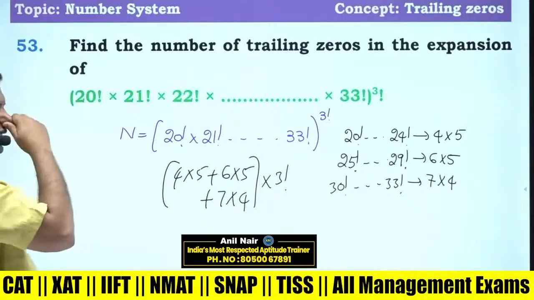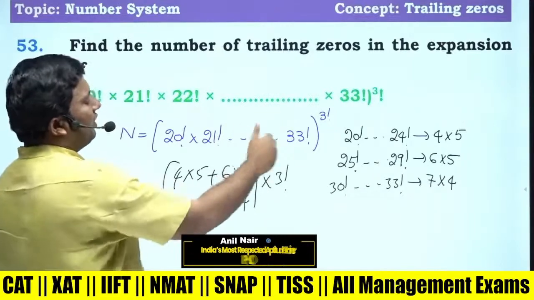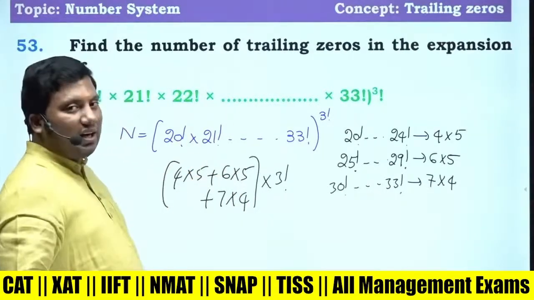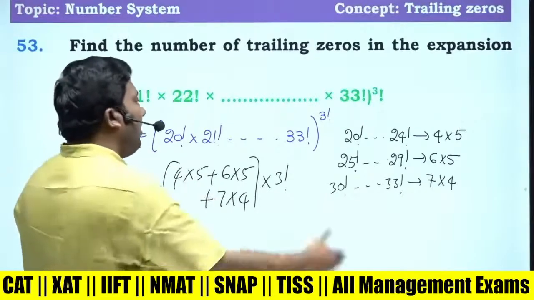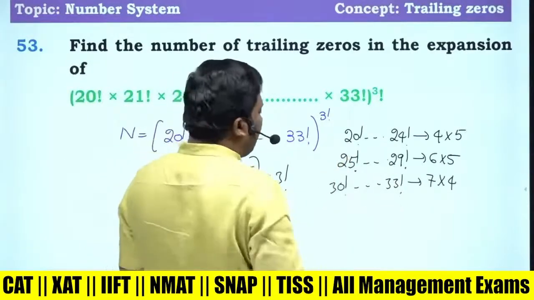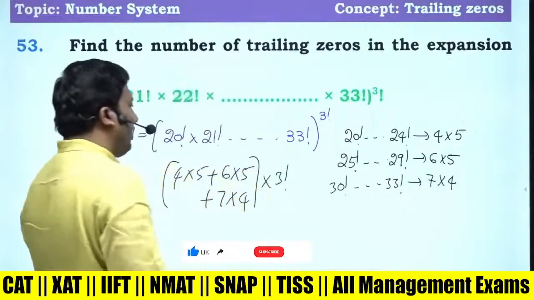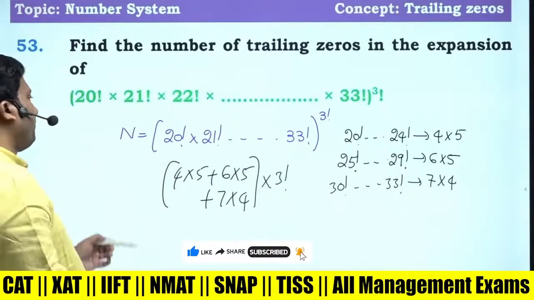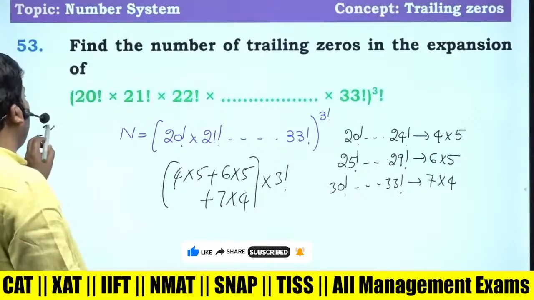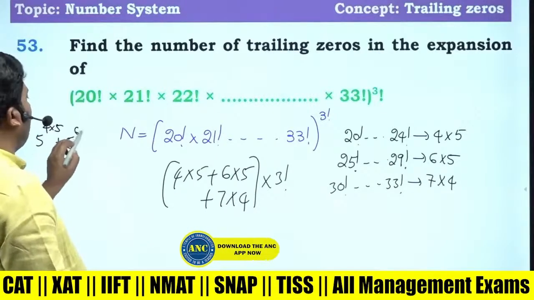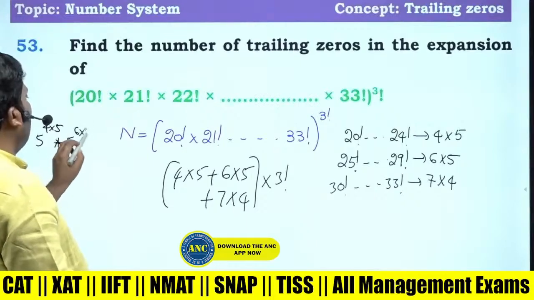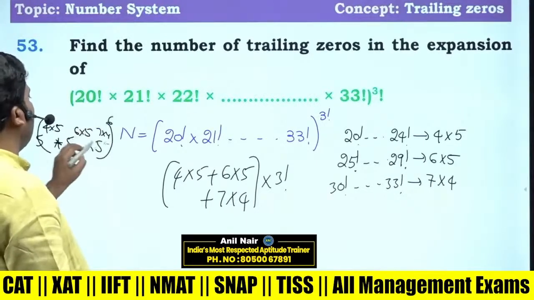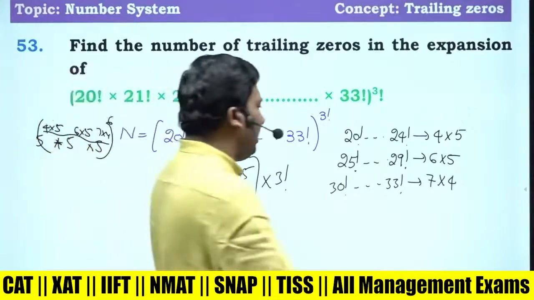Is the idea clear? From 20 to 24, there are 4 zeros at the end. There are 5 numbers. 25 to 29, there are 6 zeros at the end. There are 5 numbers. 30 to 33, there are 7 zeros and there are 4 numbers. A power m plus n. So this will be 5 power 4 into 5 plus 5 power 6 into 5 plus 5 power 7 into 4, power 6. So that is the reason addition came.